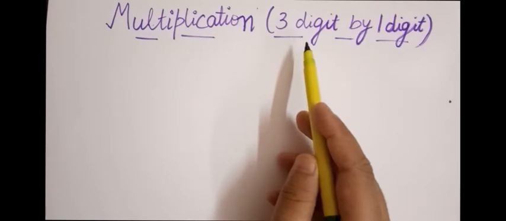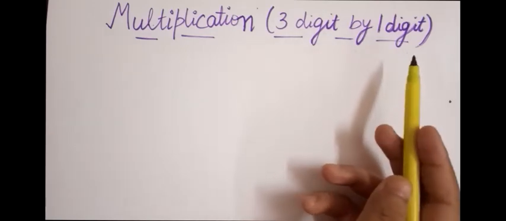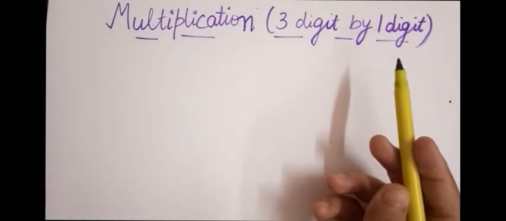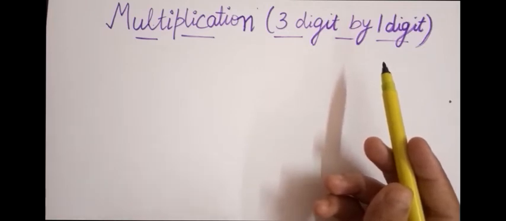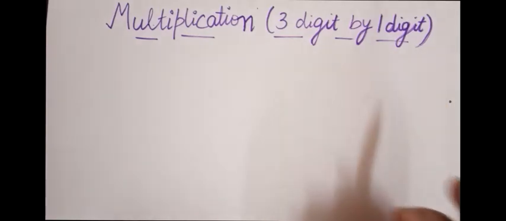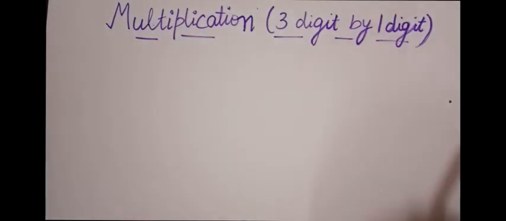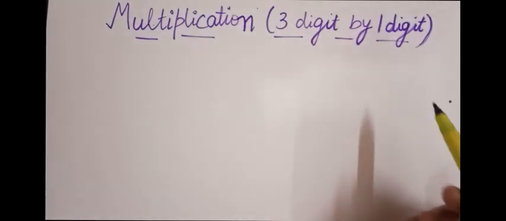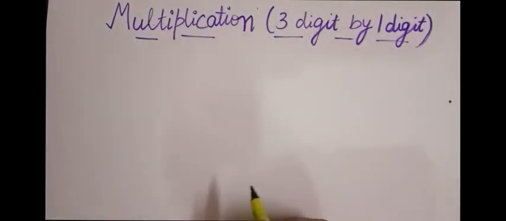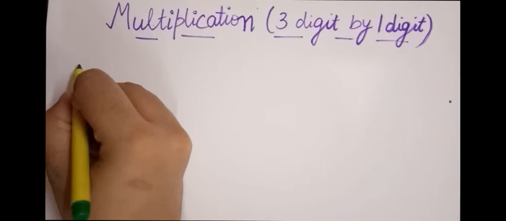And in this we'll be doing 3-digit by 1-digit numbers. So in the previous video we covered multiplication of 1-digit by 1-digit numbers, and in the second video we did multiplication of 2-digit by 1-digit numbers. So today we'll be looking at how we can multiply 3-digit by 1-digit. So let's begin.